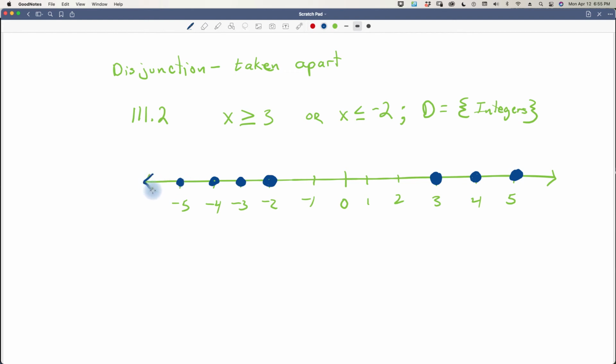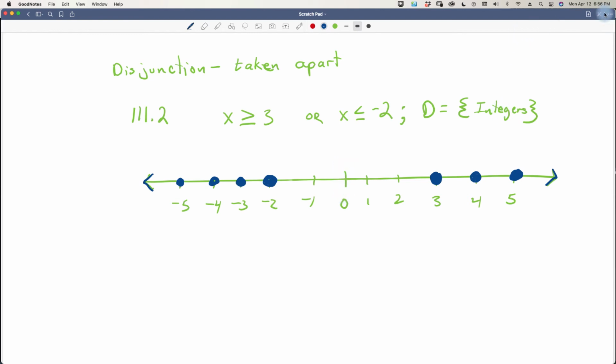And we're going to indicate that there's more by highlighting or marking over the arrows at the end. And that's the only thing that we can do. All right, that's how you would graph the or. You're going to have a gap between your two statements. And that's how you know it's a disjunction as opposed to a conjunction.